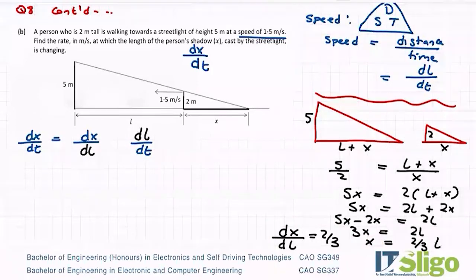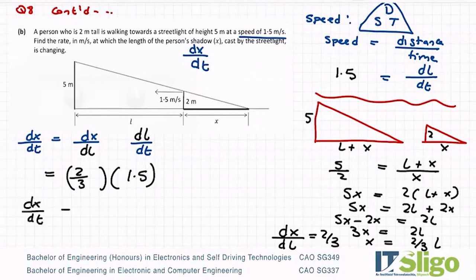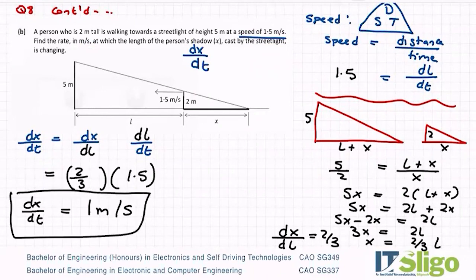So now let's keep going. dx/dL in that case is 2/3. The speed dL/dt, I never wrote in, was 1.5. So dL/dt is equal to 1.5. Let's put them into our calculators: 2 over 3 times 1.5 is 1. So dx/dt is equal to 1. And I'm back up here looking for units: meters per second. So the rate of change of that shadow is a meter every second.